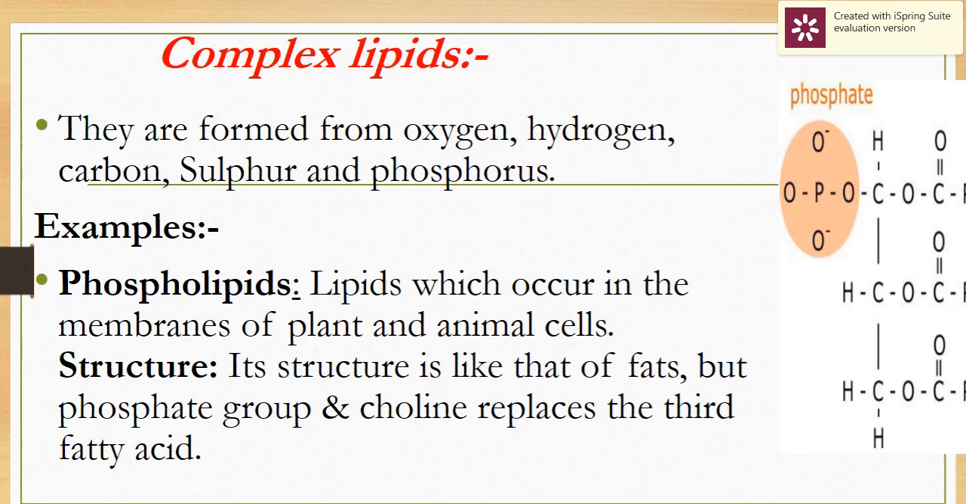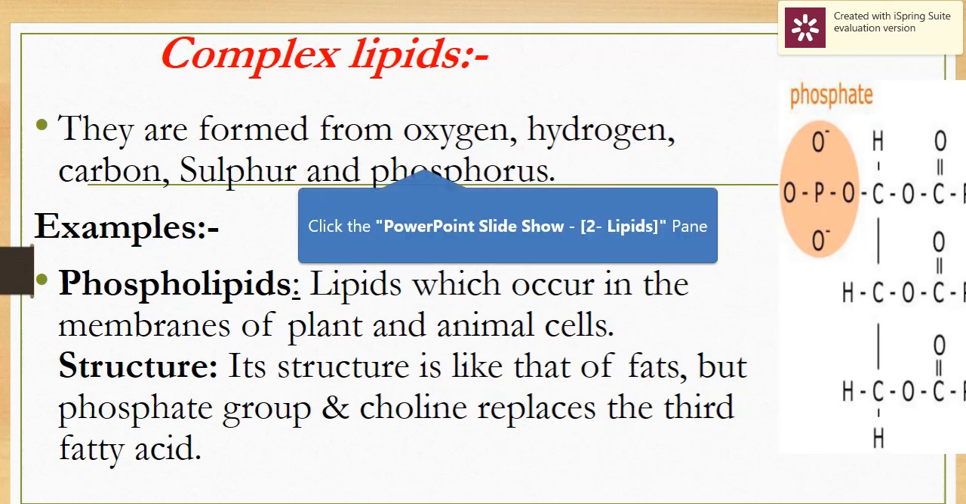So the complex lipid is like the simple lipid, but the third fatty acid molecule is replaced by a phosphate and choline group. So how many fatty acids do we have inside the complex lipid, the phospholipid? We have 2 fatty acids, a glycerol molecule, and phosphate and choline groups. The phospholipids enter mainly in the formation of the cell membrane structure.